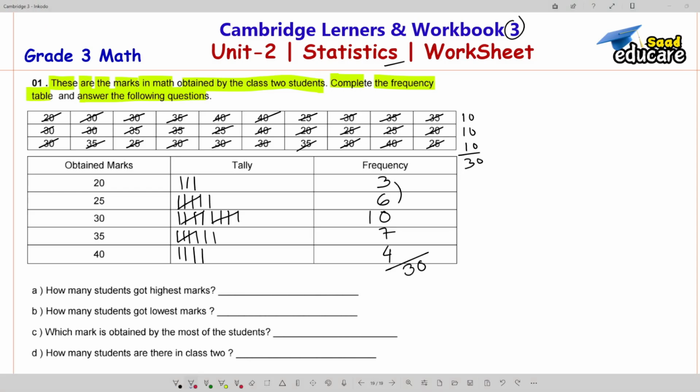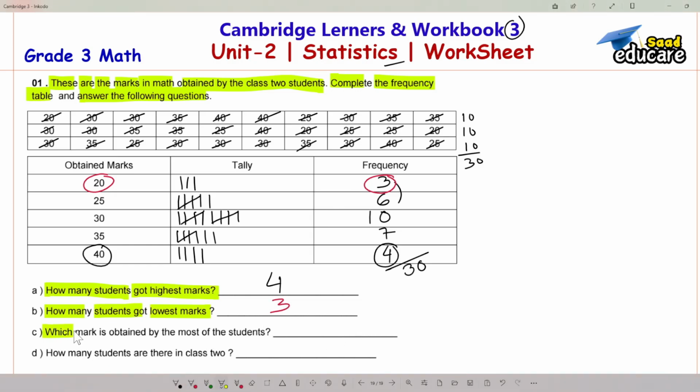Now we will start the question answers. First question: how many students got the highest mark? So what is the highest mark? 40 is the highest mark. How many students? 4 students. So we can say 4. Very simple. Next, how many students got the lowest mark? What is the lowest mark? If we see the frequency table, 20 is the lowest mark. How many students got it? 3 students. So we can write 3.